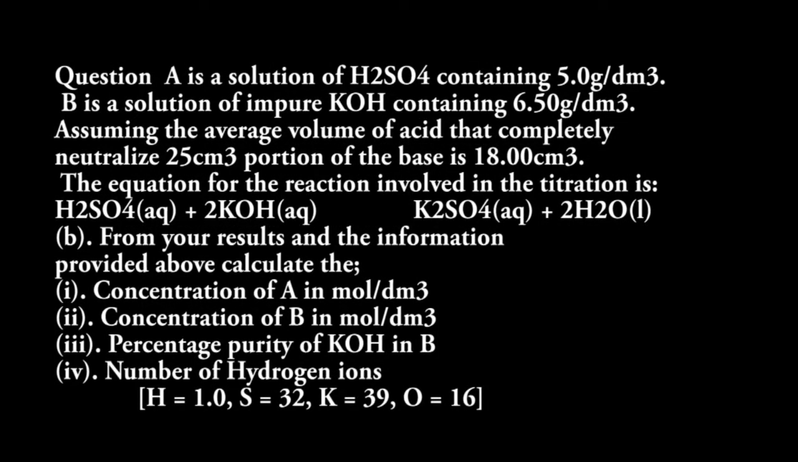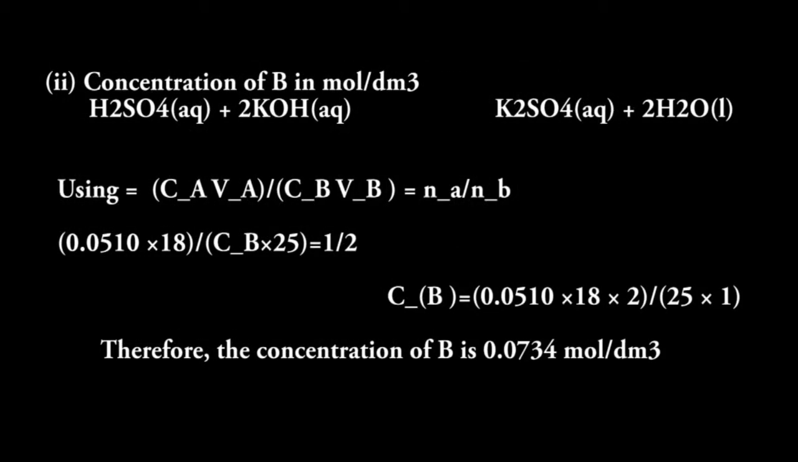For the concentration of B in mole per dm³, we use our stoichiometric formula, which is CAVA over CBVB is equal to Na over Nb, where our Na is 1 and our Nb is 2 from the equation. By substituting our values into this formula, we obtain the concentration of B to be 0.0914 mole per dm³.